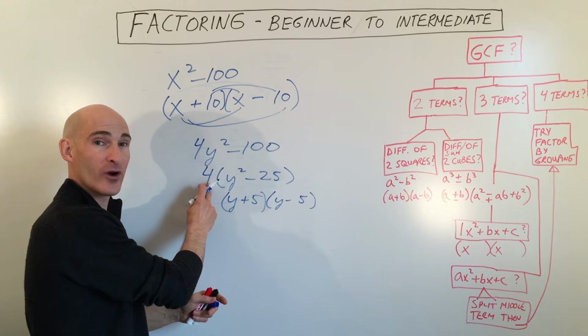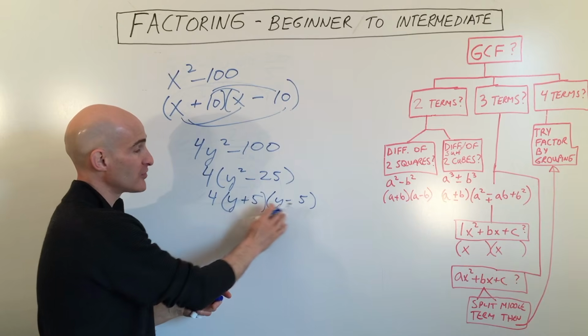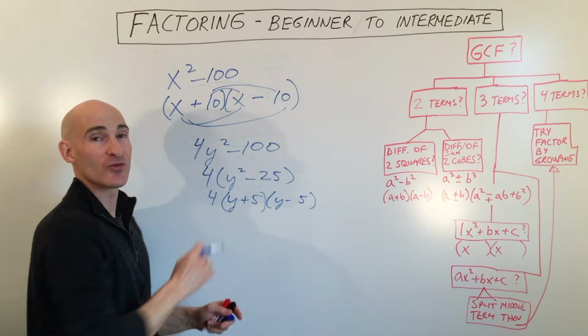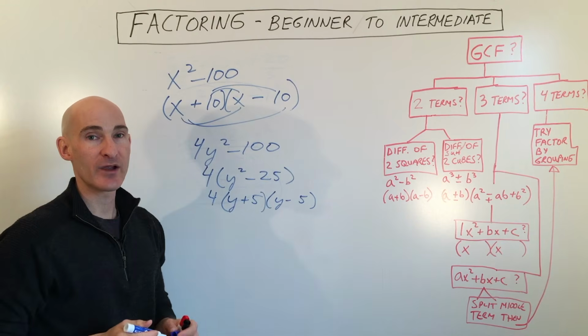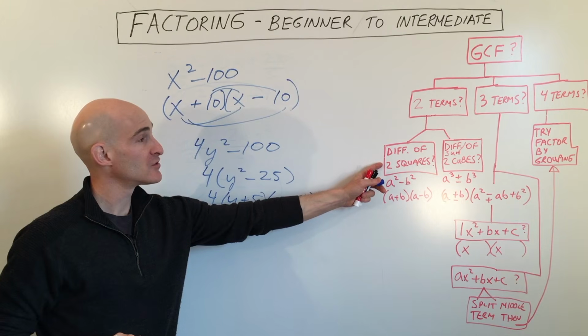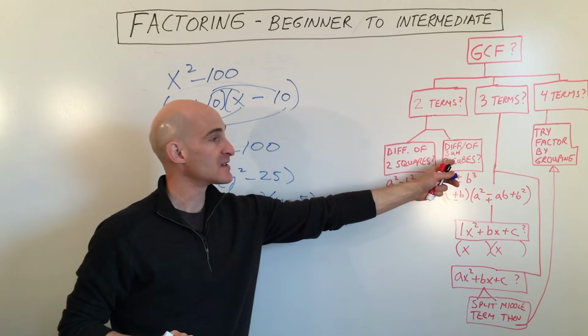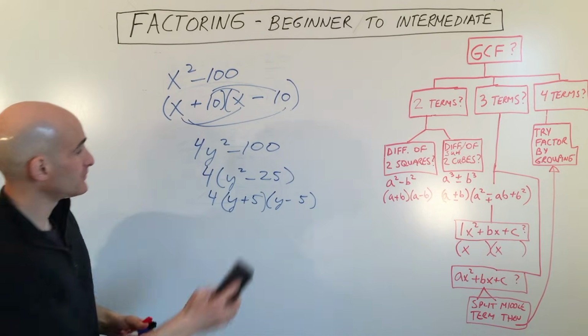What happens to the 4? You just bring that down in front. So the idea is if you were to multiply all these groups together, you're going to get back the original polynomial. And you can go ahead and do that just to make sure you did the right factoring. Okay, so that's working with difference of two squares. Let's see if we can look at difference and sum of two cubes now. I'll show you some examples for those.